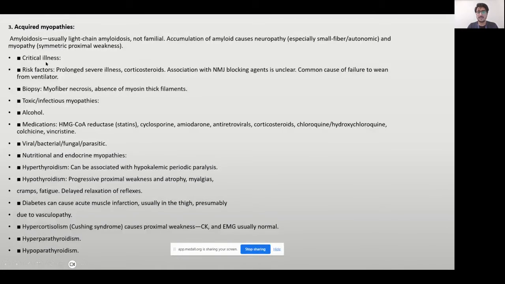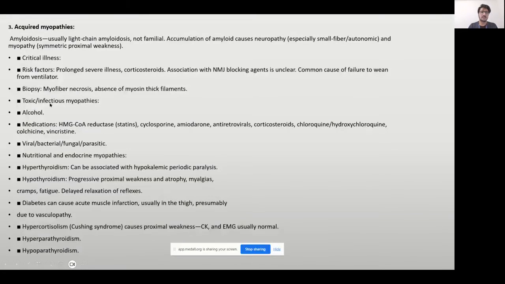So what are the risk factors for critical illness myopathy? Prolonged severe illness and the use of corticosteroids. The association with neuromuscular blocking agents is unclear. It is a common cause of failure to wean from the ventilator. In the biopsy you can find myofiber necrosis and absence of myosin thick filaments.